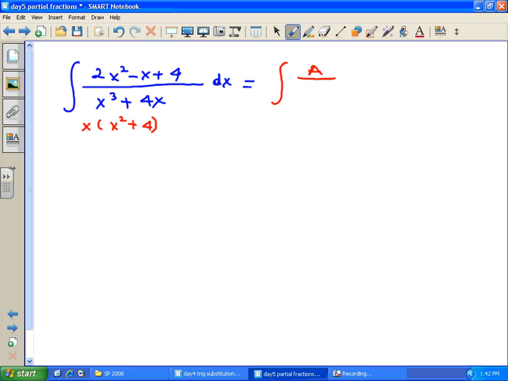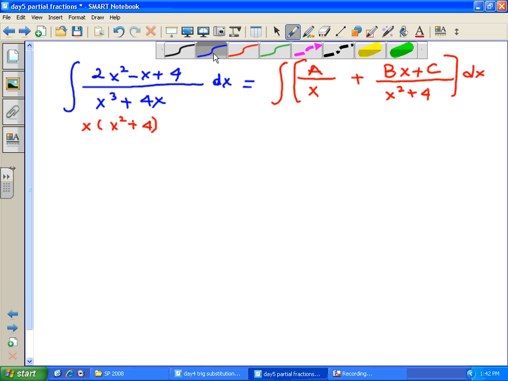A over x. Remember, x is your linear factor. You can look at it as like x minus 0, so it's in the same format as a linear factor. And the other one, bx plus c. Again, we had to use a linear numerator when the bottom is an irreducible quadratic. So now our job is to find the a, b, and c.